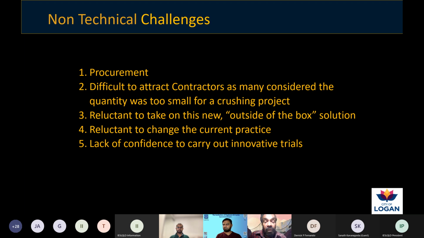Reluctant to take on new outside-the-box solutions. This is a very, very important thing. As engineers, we need to go outside the box, put our foot forward and do some research work. Reluctant to change the current practice. We have been going through the same traditional old way. Basically, when you say this, the change is pain. That's what it is. Lack of confidence to carry out innovative trials. So these are man-made issues, actually, unfortunately.